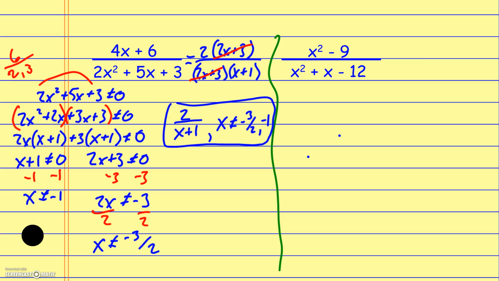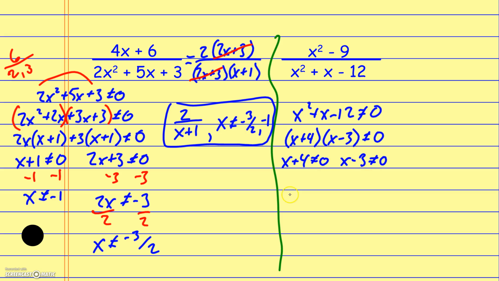All right? If I take a look at the last one here, again, I set this denominator equal to 0. I say that it can't equal 0, so the x squared plus x minus 12 cannot equal 0. I solve by factoring here. This factors into an x plus 4 and an x minus 3. And I set each factor equal. So x plus 4 cannot equal 0. X minus 3 cannot equal 0. And I solve each. So I get my two domain restrictions. X cannot equal a negative 4 and x cannot equal a positive 3.